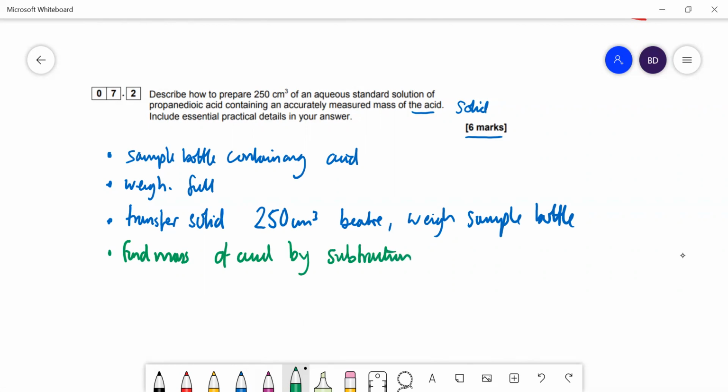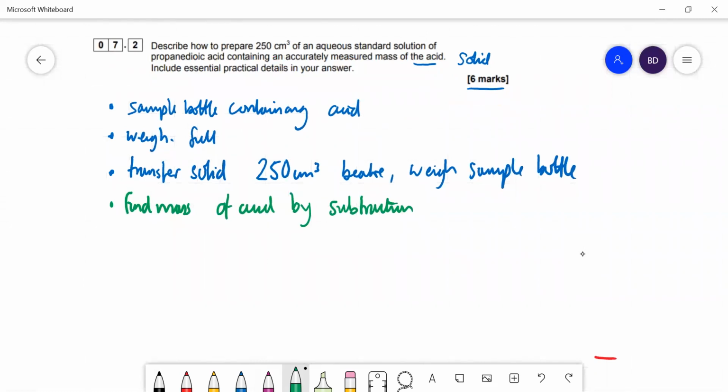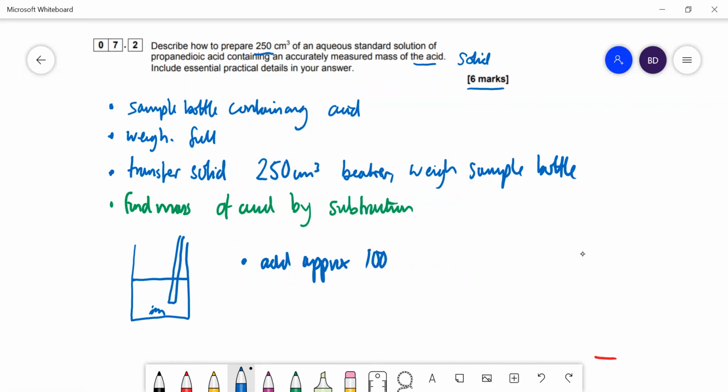Okay, now you've got your acid in the 250 glass beaker here. Okay, and so that can take 250. You want to make a final volume of 250, so you don't add that much, because of course you've got to add rinsings. So what I would say is I would add, I'll put a stirrer in there as well, I'd say add approx 100 centimeters cubed of distilled water. Stir and dissolve.